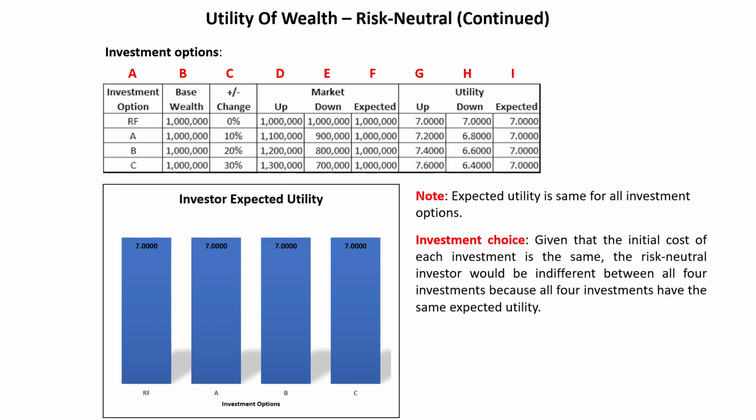So from the risk neutral investor's perspective, he is indifferent between investing in the risk-free option, A option, B option, or C option. He looks at those as identical, so therefore he is indifferent between A, B, C, and the risk-free option.